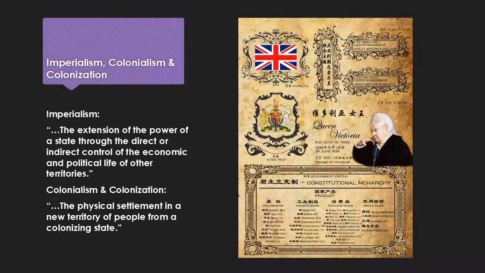We see this in South America as well with Mexico, their fight for independence from Spain, and Colombia, Venezuela, Peru. All of these places eventually fought for their own independence so they could rule over themselves.